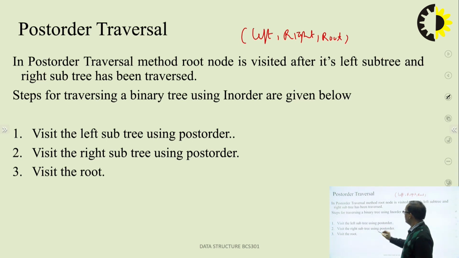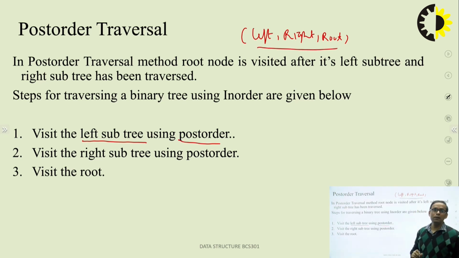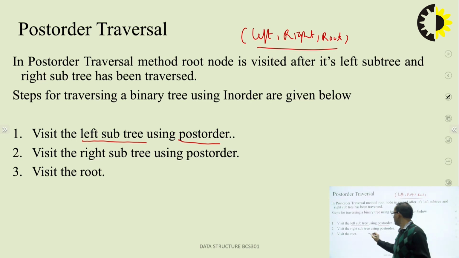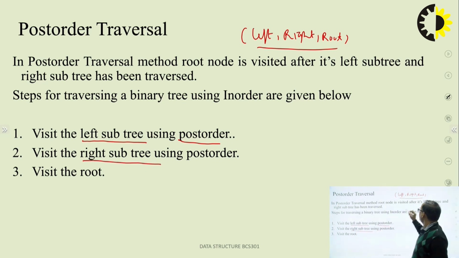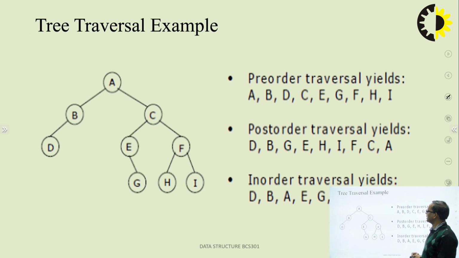So it means at first we visit the left subtree completely using post order. By following this rule, we will visit the left subtree. Once the left subtree has been visited, after that we will visit the right subtree. Again, to visit the right subtree, we will have to keep in mind these rules. Once the left subtree and right subtree both have been visited, in the last we will visit the root of the node. So let us discuss an example of each.